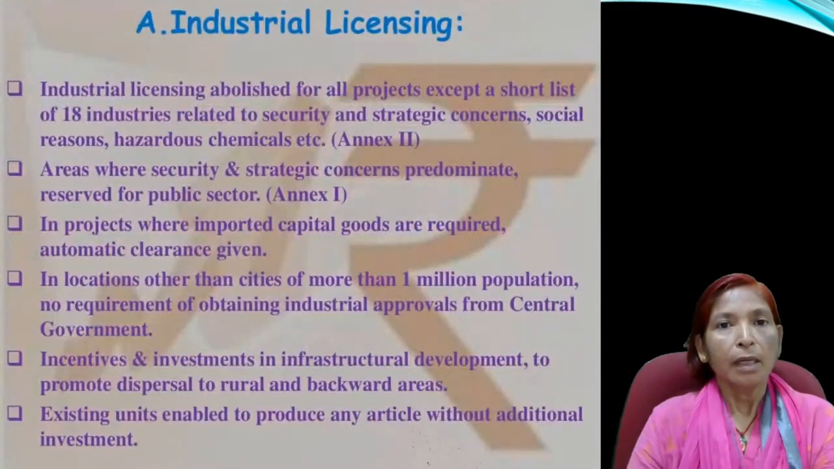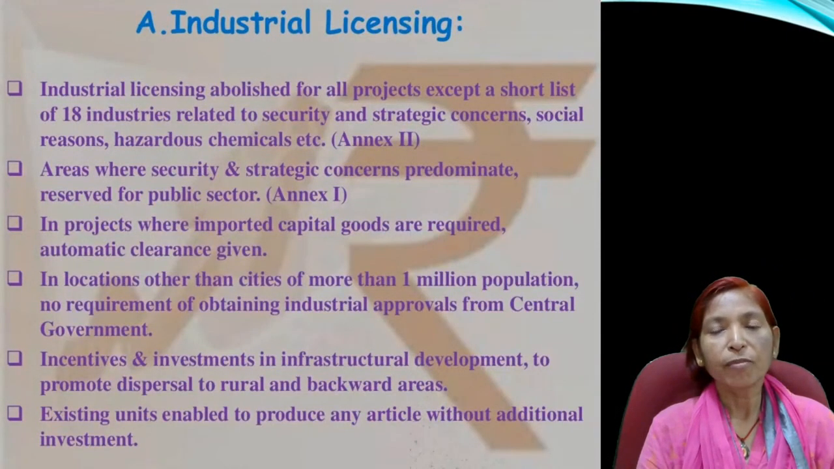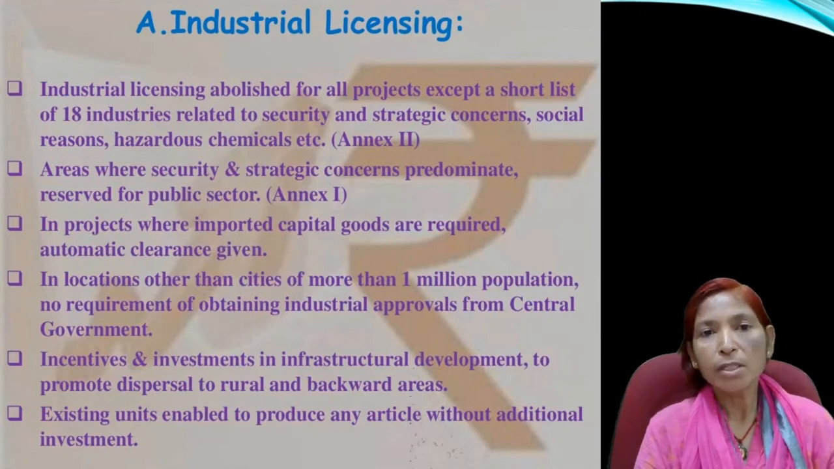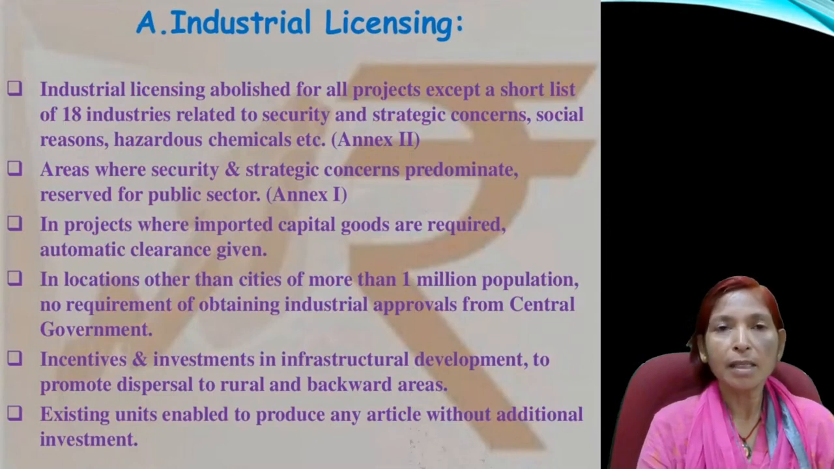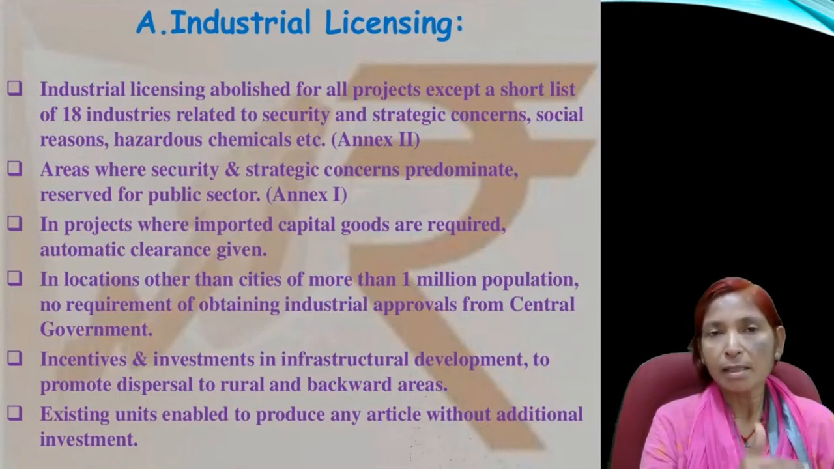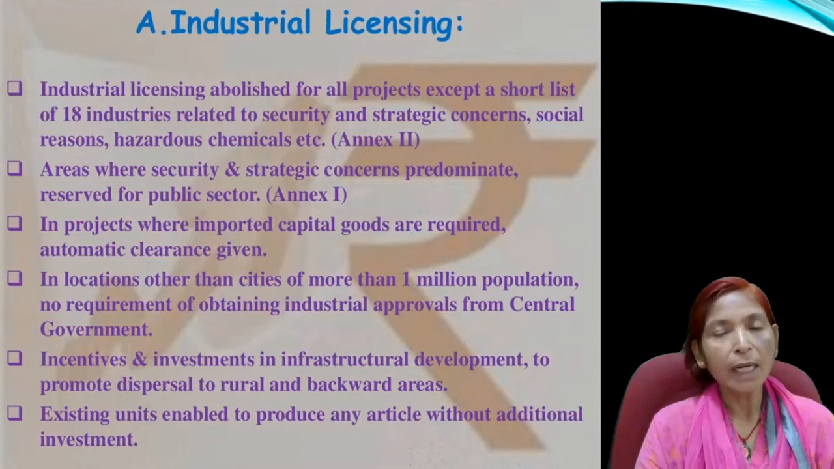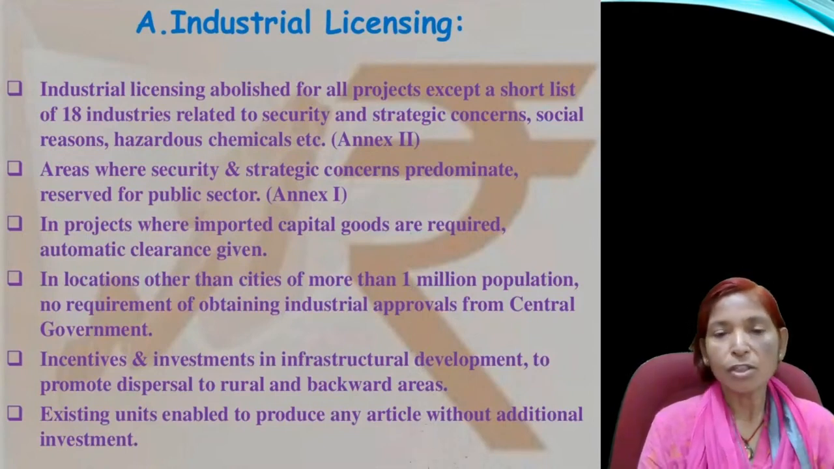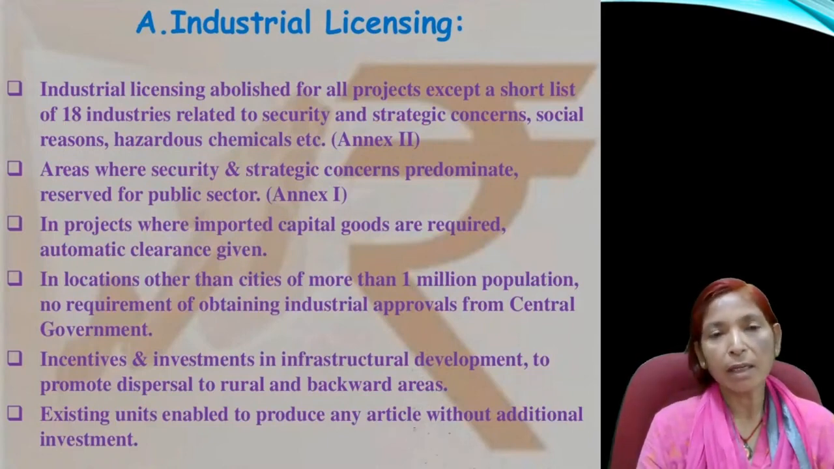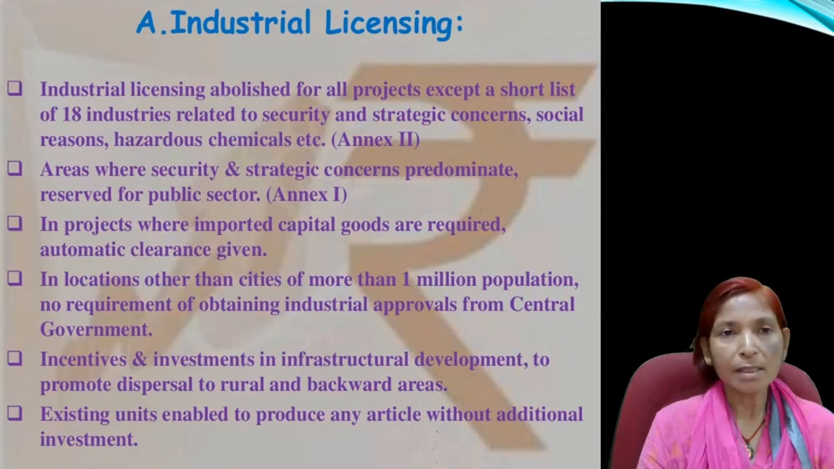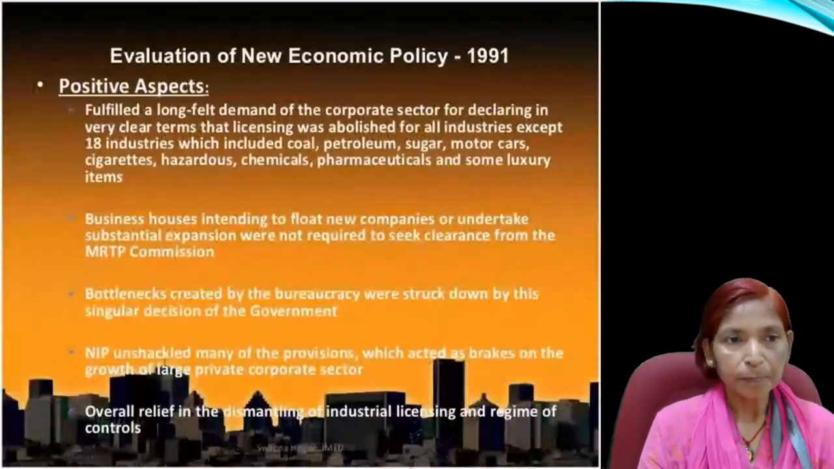Now, next is industrial licensing. At present, industrial licensing is abolished for all projects except a short list of 18 industries. But at present, only 5 industries are compulsory to take a license, as the limit of 18 industries has been reduced to 5 only. The rest need no license, and they can begin their industries without taking any license.